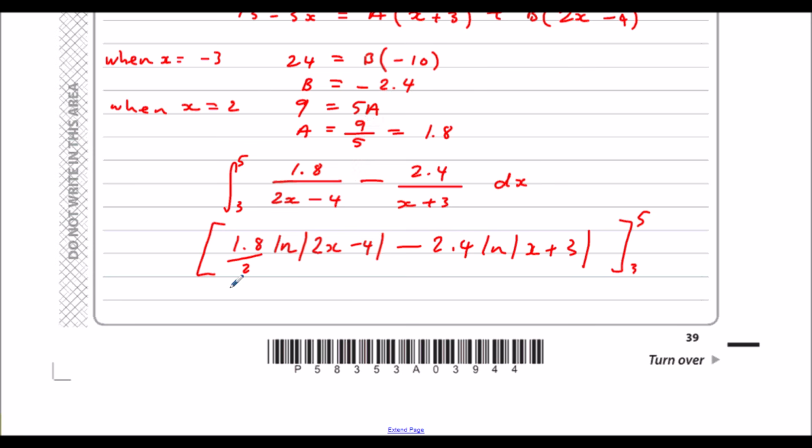So let's substitute in the 5 and the 3. So I'm going to change this 1.8 to 0.9 as well. So 0.9 ln, so substituting in 5, 2 5s are 10, minus 4 is 6, minus 2.4 ln, 5 plus 3 is 8, and then we're going to have a minus 0.9 ln, 2 3s are 6, minus 4 is 2, minus 2.4 ln, 3 and 3 makes 6.